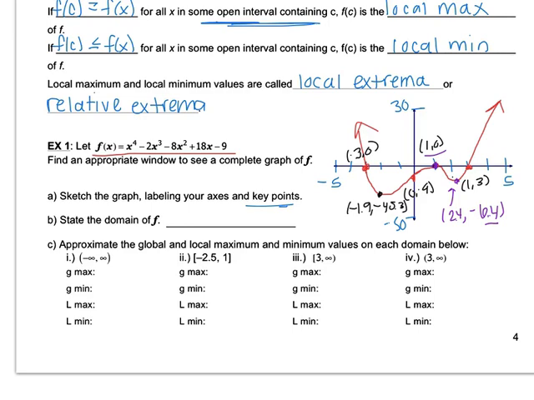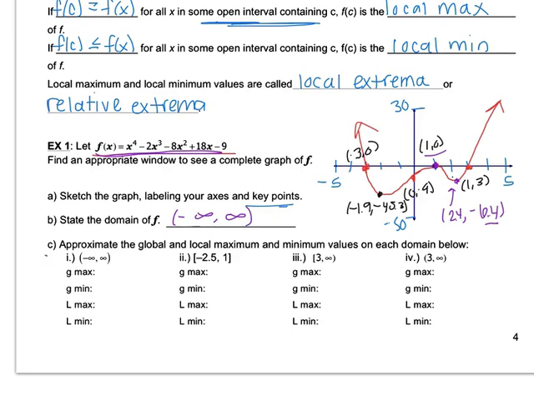All right, so we've labeled our graph, and we can state the domain of the function. If you look back to our original function, there are no restrictions on a polynomial like this. We can plug in any value of x. So our domain in interval notation would be negative infinity to infinity, or all real numbers.